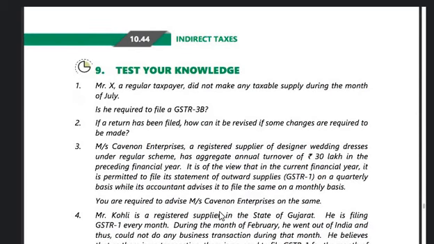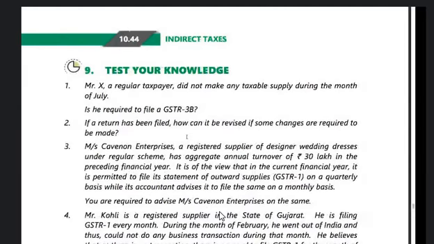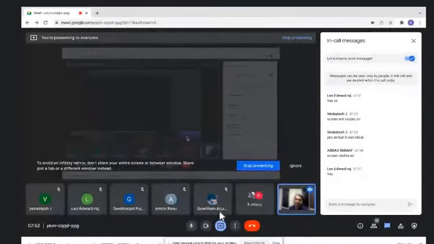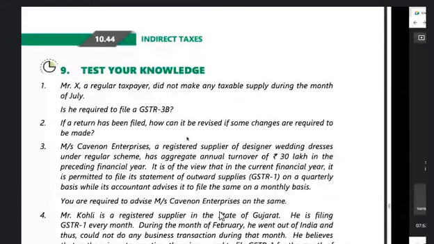If a return has been filed, how can it be revised if some changes are required to be made? In GST, can a return be revised? And what is the procedure for revision? It can be revised through amendment in the return.